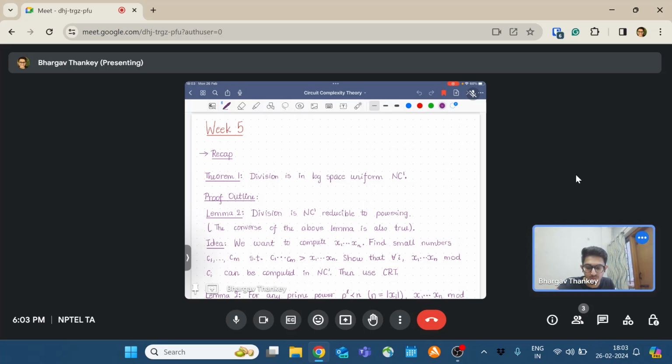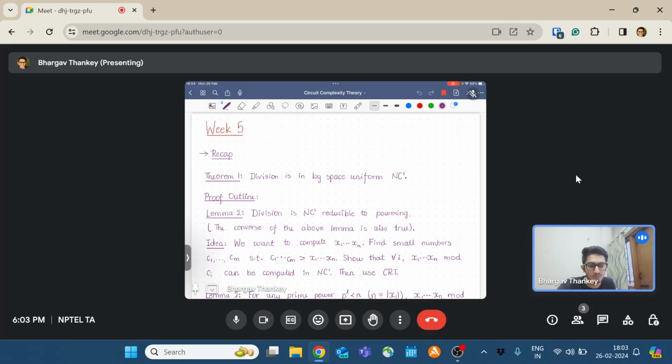Okay, so welcome to the week 5 problem solving session for circuit complexity. Today we'll solve some problems related to the week 5 assignment and then we'll also discuss the week 4 assignment. But before we start solving problems, let's quickly recap what we did this week. This week we saw the proof of the theorem that division of two n-bit numbers is in log space uniform NC1.